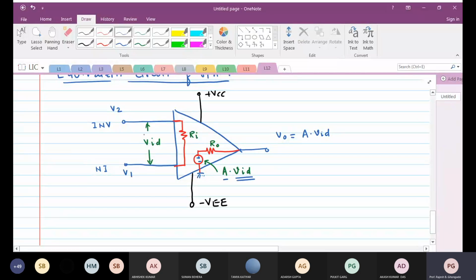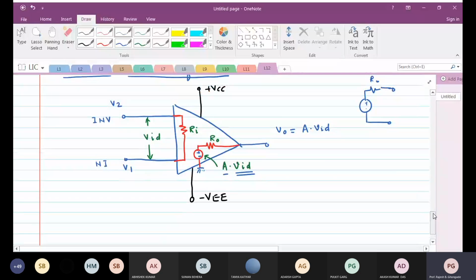Whatever is the differential voltage between these two inputs is amplified by A, where A is the open circuit voltage gain or the large signal gain of the operational amplifier, and then naturally it is shown as a voltage source. Obviously, a non-ideal voltage source will have output resistance also with it, just like any voltage source. So this will be the Ro.